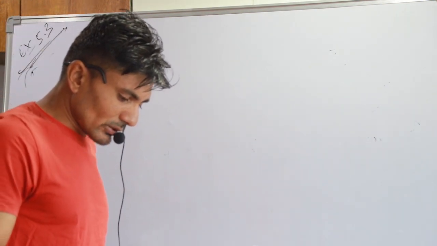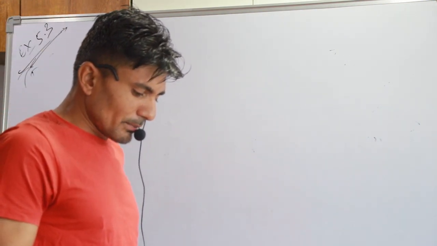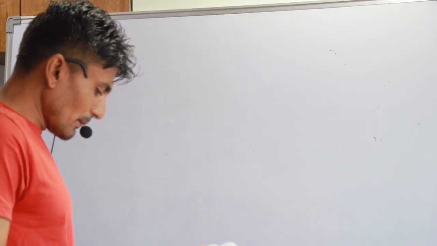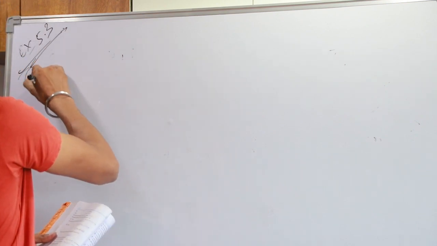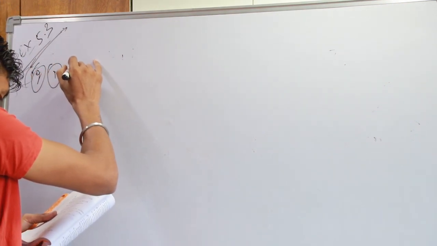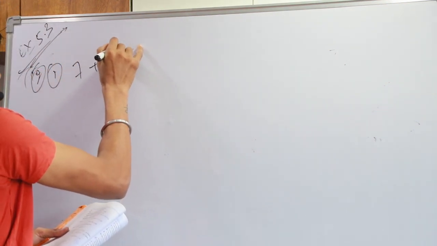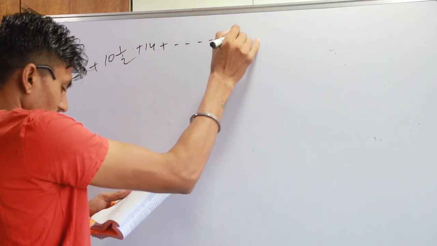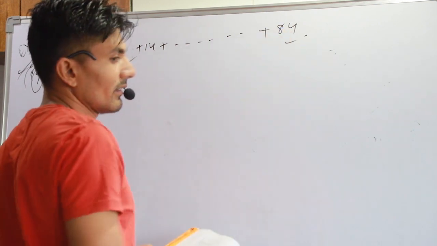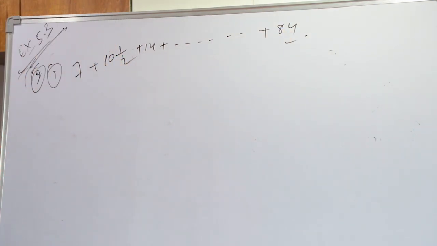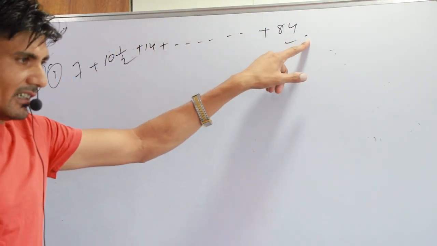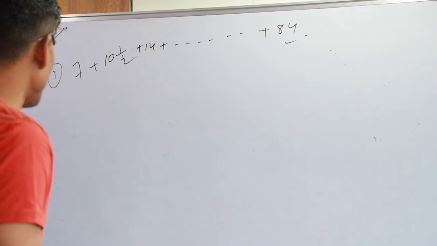यहाँ पे क्या करना है हमको सेकंड में 7 plus 10 into 1 by 2 plus 14 लाइक दैट. सेकंड क्वेश्चन: 7 plus 10 into 1 by 2 plus 14 plus and so on plus 84. That is our given AP. कहाँ तक है? यहाँ तक के सम का यहाँ पर Tn क्या हो गया? 84 हो गया.